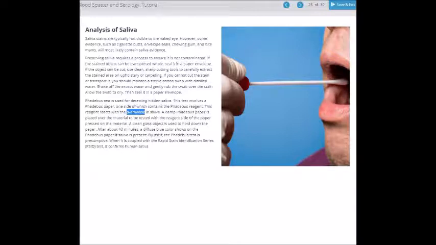And the Phadebas test is presumptive. We do it right there at the crime scene. When you then couple it with a rapid stain identification series, or RSID test, it confirms that it's human saliva. So what then? Well, then we send it off to a lab where it can actually be tested for other markers that help you to identify it right up to a subject. It's kind of like blood. It's nowhere near as precise as blood. We would rather have some other type of marker, but sometimes saliva is all we can get.